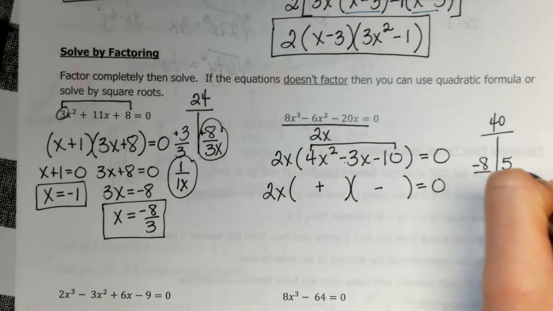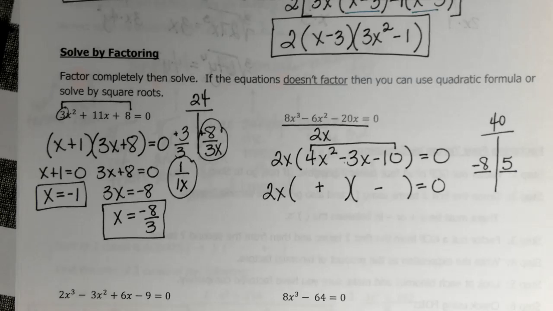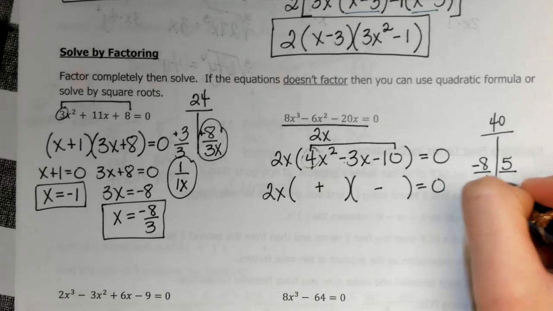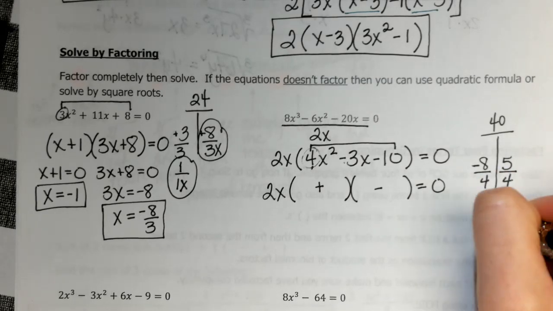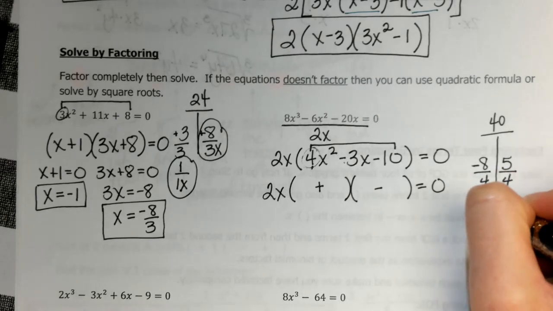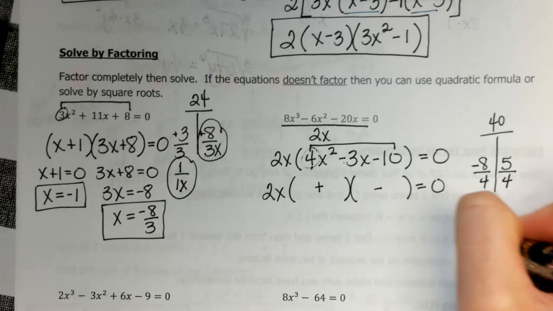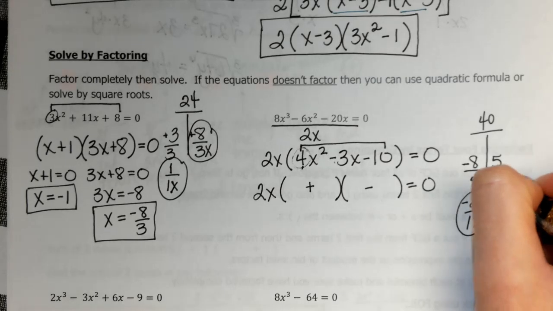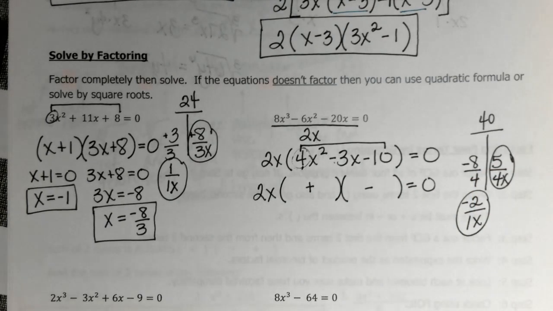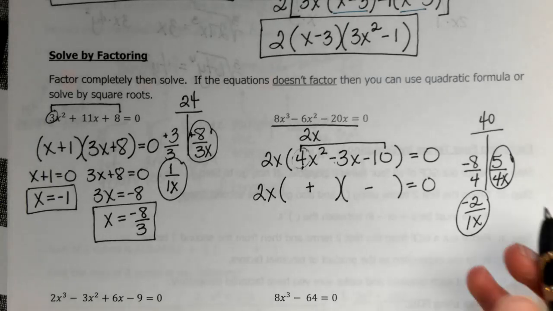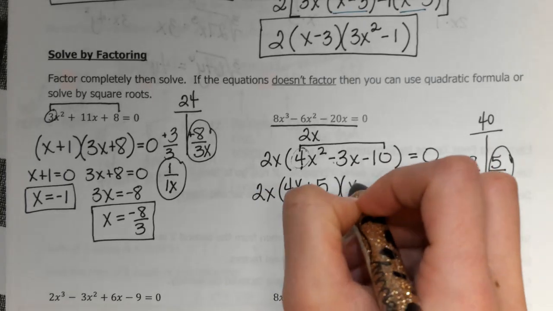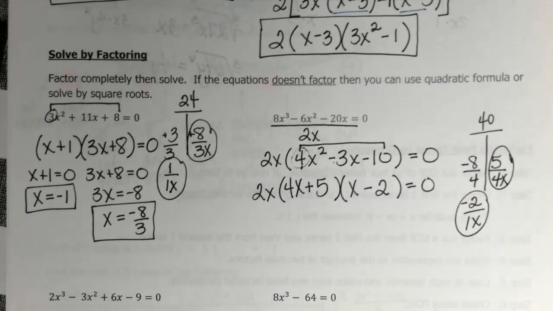Now, when I go to divide, what am I dividing by? 4 or 8? 4, because that's what I multiplied by. So I'm going to divide them by 4. Negative 8 over 4 simplifies to negative 2 over 1. Bottom takes the x. 5 over 4 does not simplify. Bottom takes the x. So my full factored form is 2x times 4x plus 5 times x minus 2 equals 0.